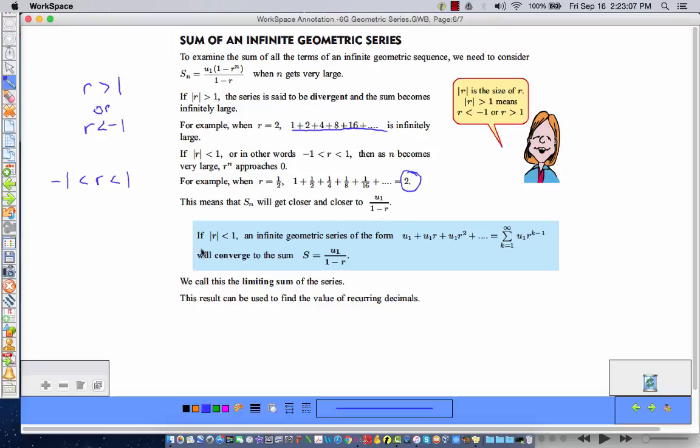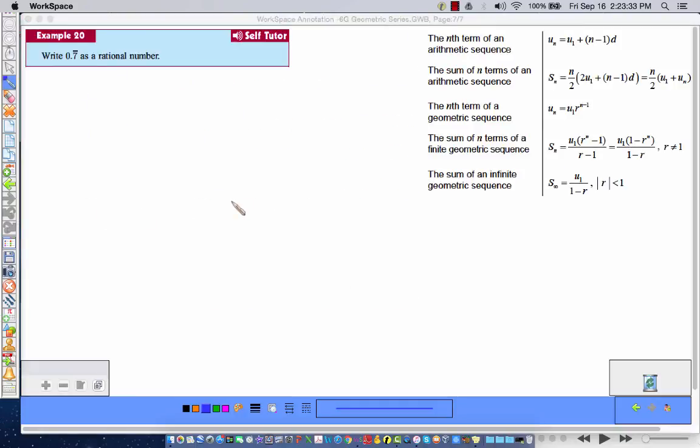So if we have this case where r is a fraction where the numerator is less than the denominator, so that would be between -1 and 1, it will converge to this sum. We say it converges. It gets closer and closer. And we can use this formula to find it. I'm going to do an example, then I'm going to try and show you that on a spreadsheet.